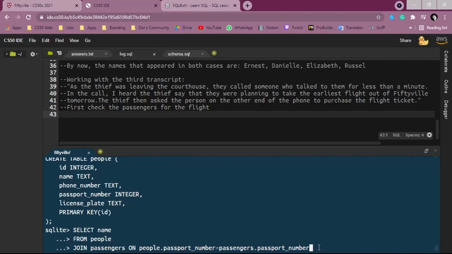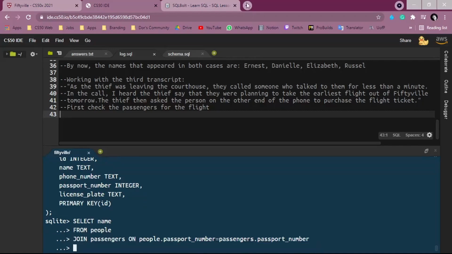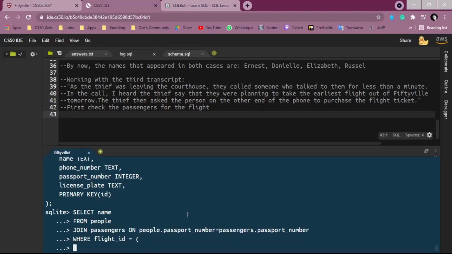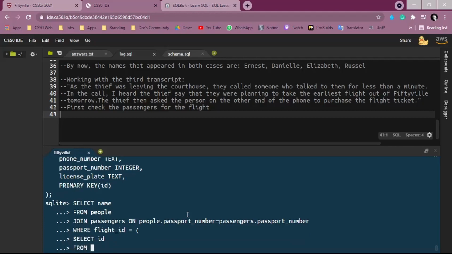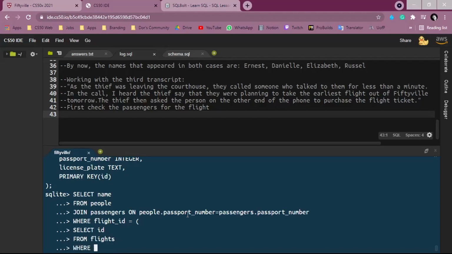And then we're going to do a where, and this where will set the condition for our flight. So we're going to select the earliest flight in the morning for the next day. So flight_id equals to, and we're going to select id from the flights table, and we're going to set the condition. When we use the parentheses here, we're saying that this condition will be matched with the information that we have inside the parentheses.